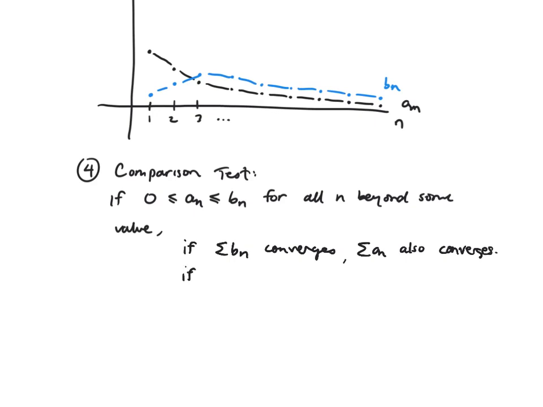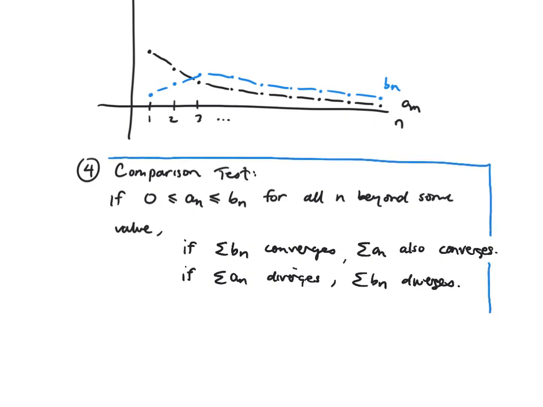And the other side of the coin, if the sum of an diverges, well, now the bn's are above it in value, they're larger than it, and the sum of all the an terms is going to go to infinity, and so the bn terms similarly will go to infinity, and so the sum of bn diverges.